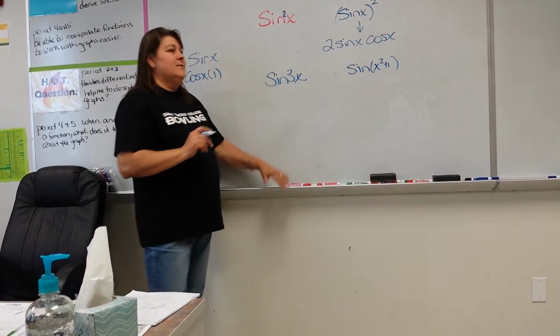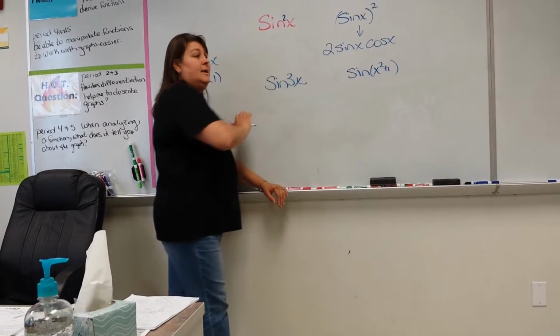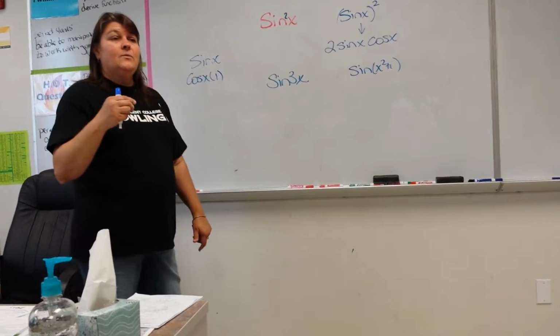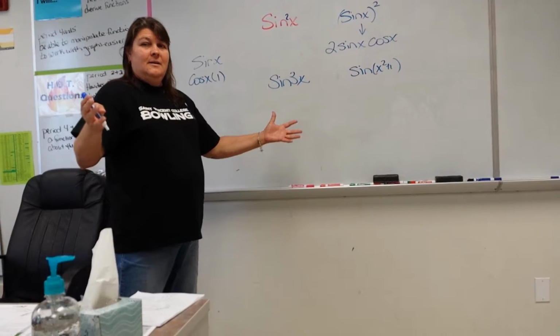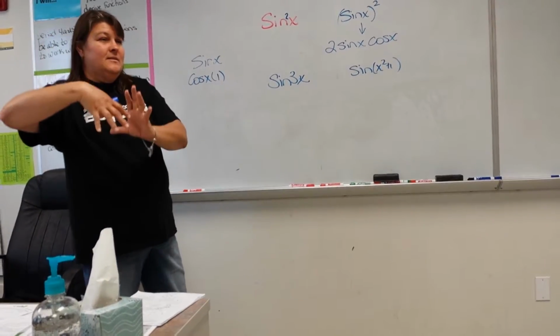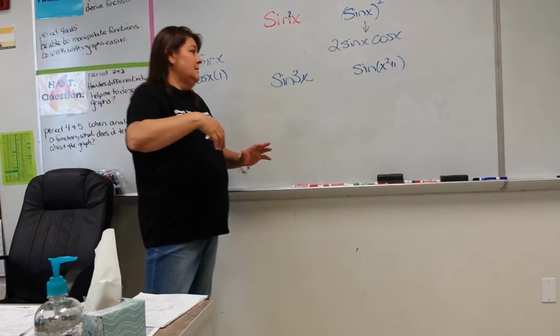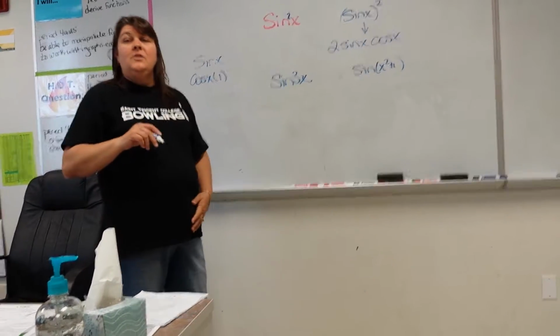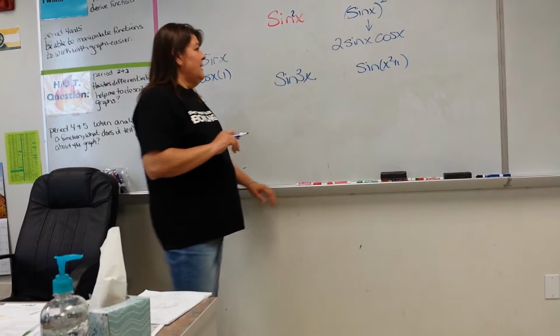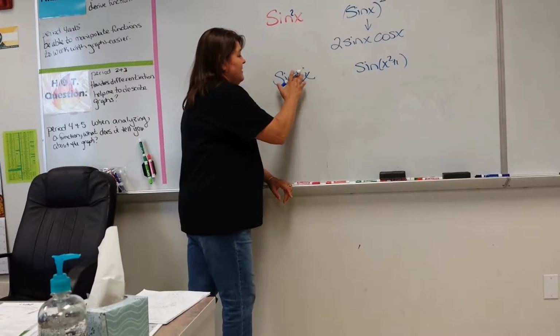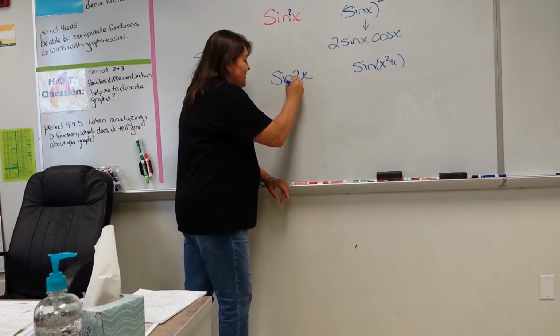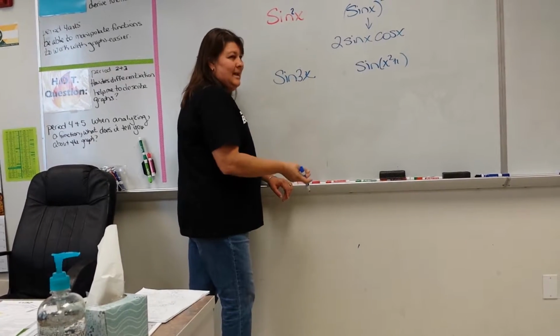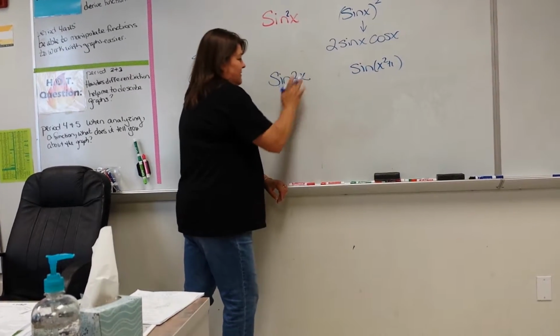So what about this? The outside is the sine. Remember, for the chain rule, you take the derivative of the outside, and then you multiply it by the derivative of the inside. Oh wait, is this sine of 3x? Is it sine cubed? Sorry, I'm trying to make it look better here. Okay, does that make sense? We're on the same page now? Better?